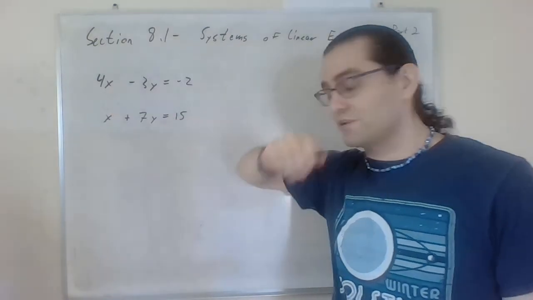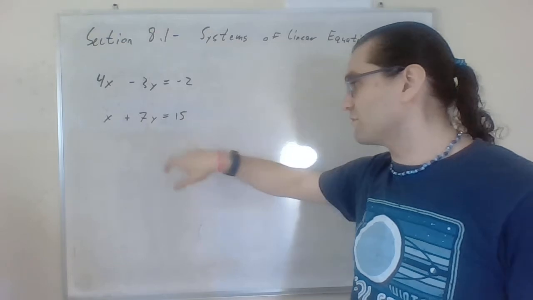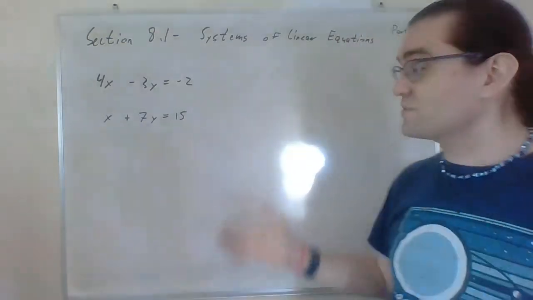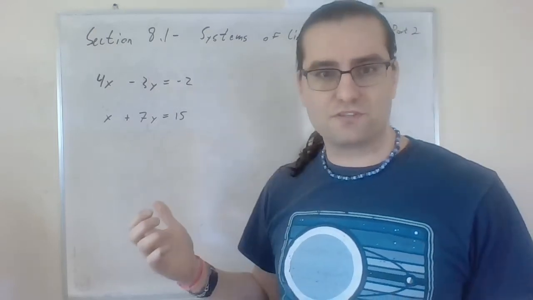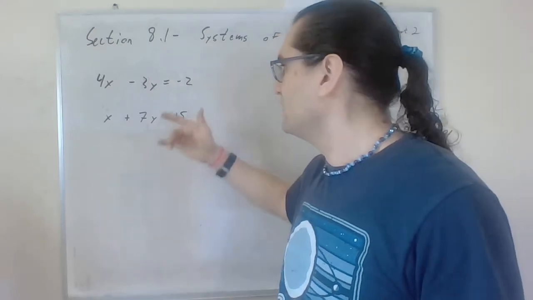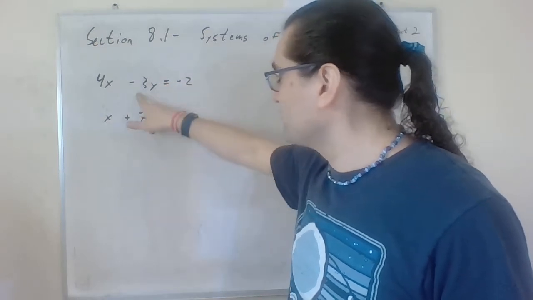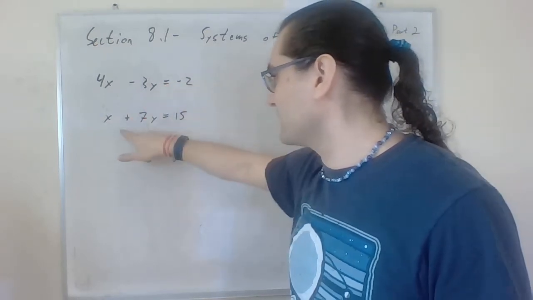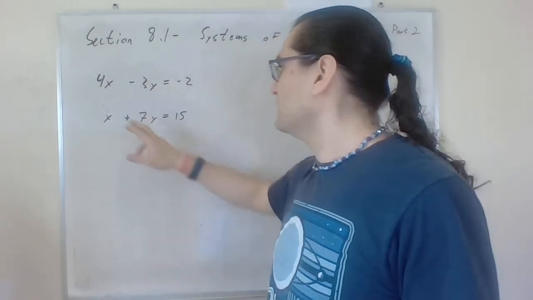Here we have a system of linear equations. 4x minus 3y is negative 2, x plus 7y is 15. I think this is a really good example of a problem that would be pretty annoying to try to do with elimination. Eliminating the y's is possible. You'd have to multiply the top equation by 7 and the bottom equation by 3. That sounds like more work than is necessary.